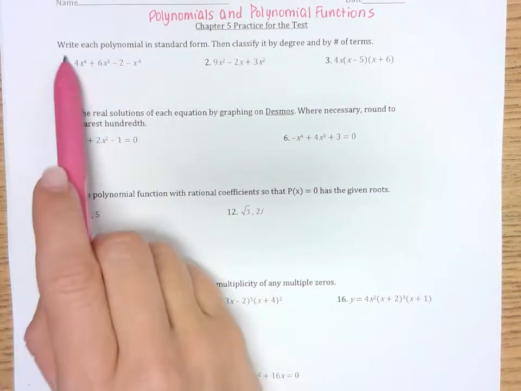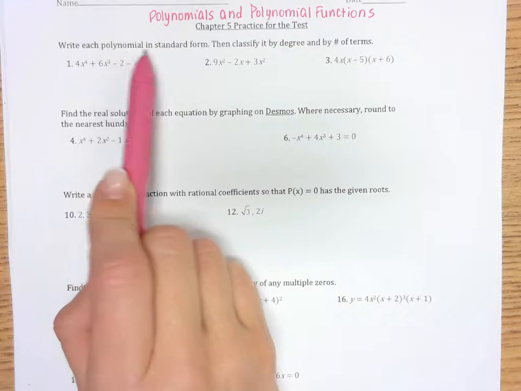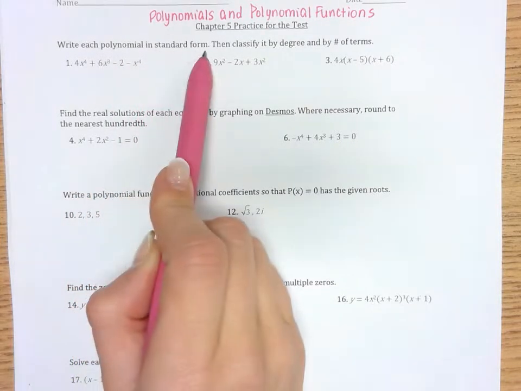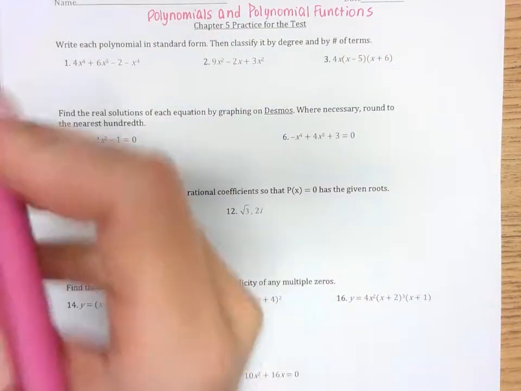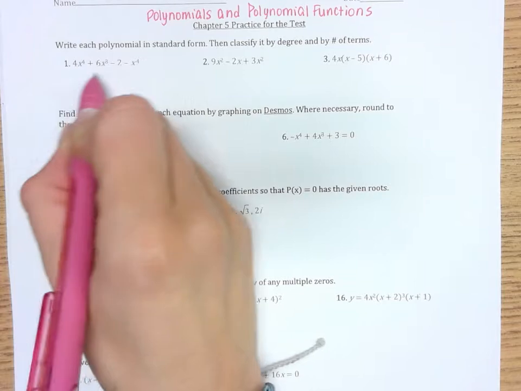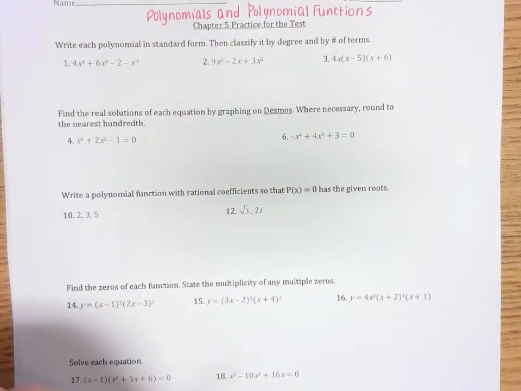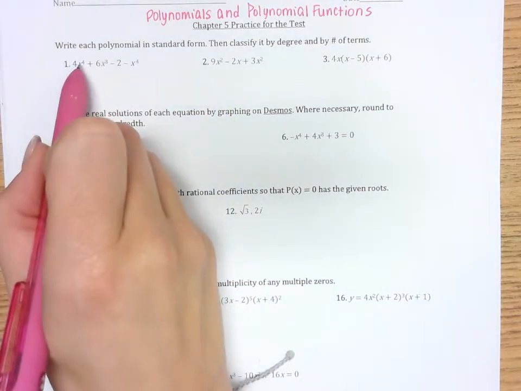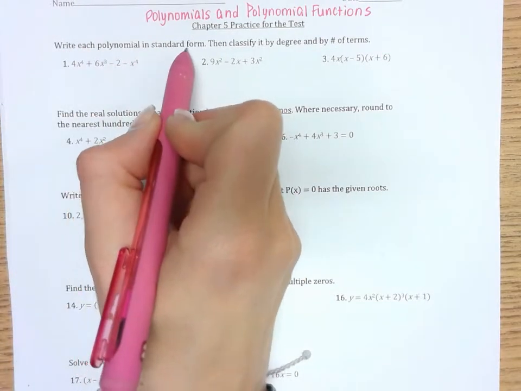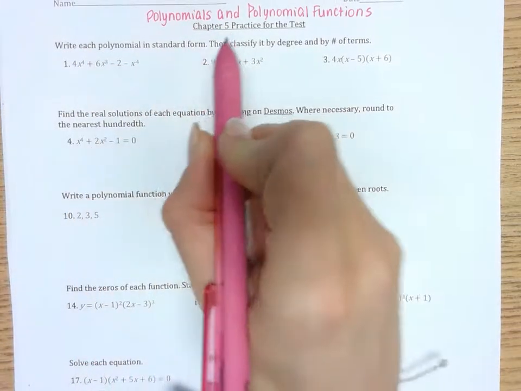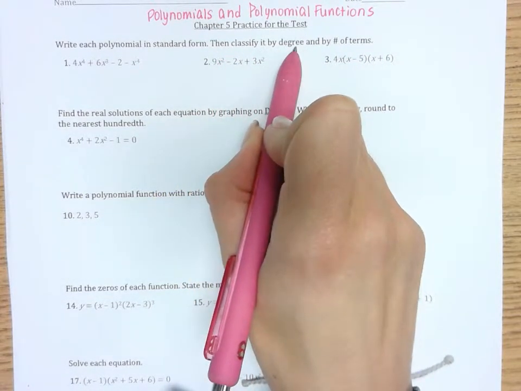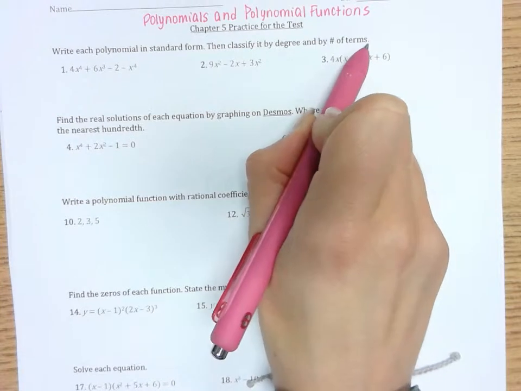So for the beginning here, write each polynomial in standard form. Do you know standard form? Standard form is descending exponential order. So your biggest power should be in front, to the left, and it should sort of trickle down and descend. And we should also combine any like terms. That's part of the directions. After you do that, then classify it by degree and number of terms. So we'll go over that as we go.